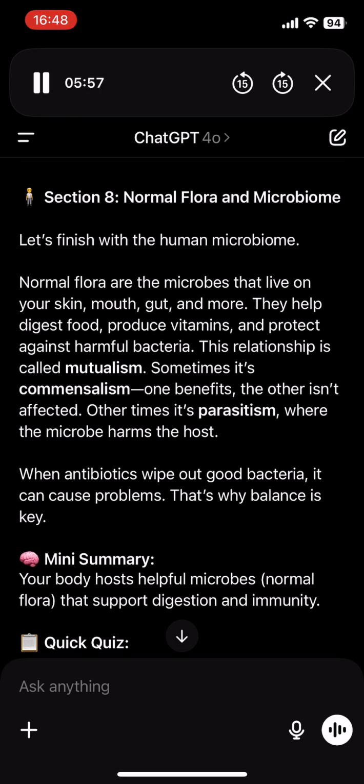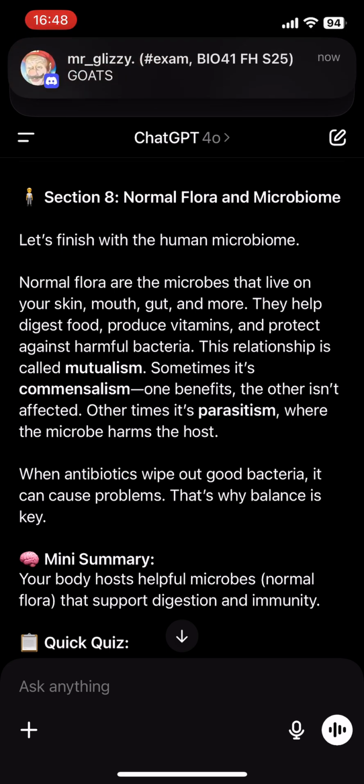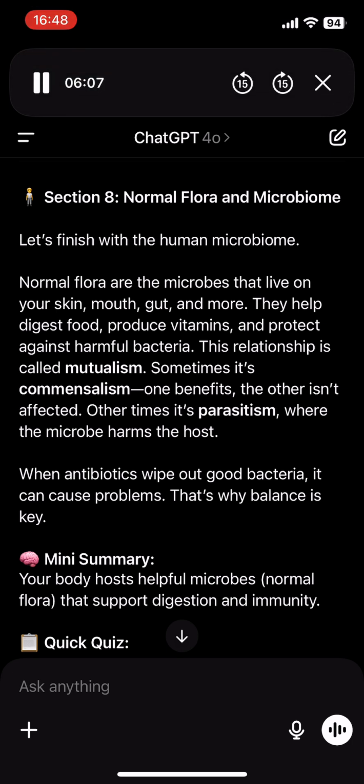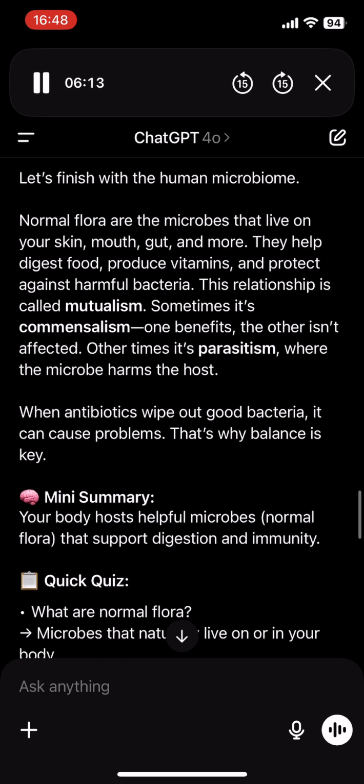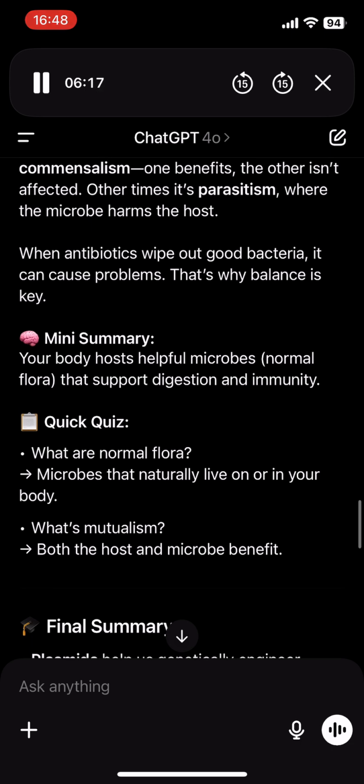This relationship is called mutualism. Sometimes it's commensalism. One benefits, the other isn't affected. Other times it's parasitism, where the microbe harms the host. When antibiotics wipe out good bacteria, it can cause problems. That's why balance is key. Mini summary. Your body hosts helpful microbes, normal flora, that support digestion and immunity.